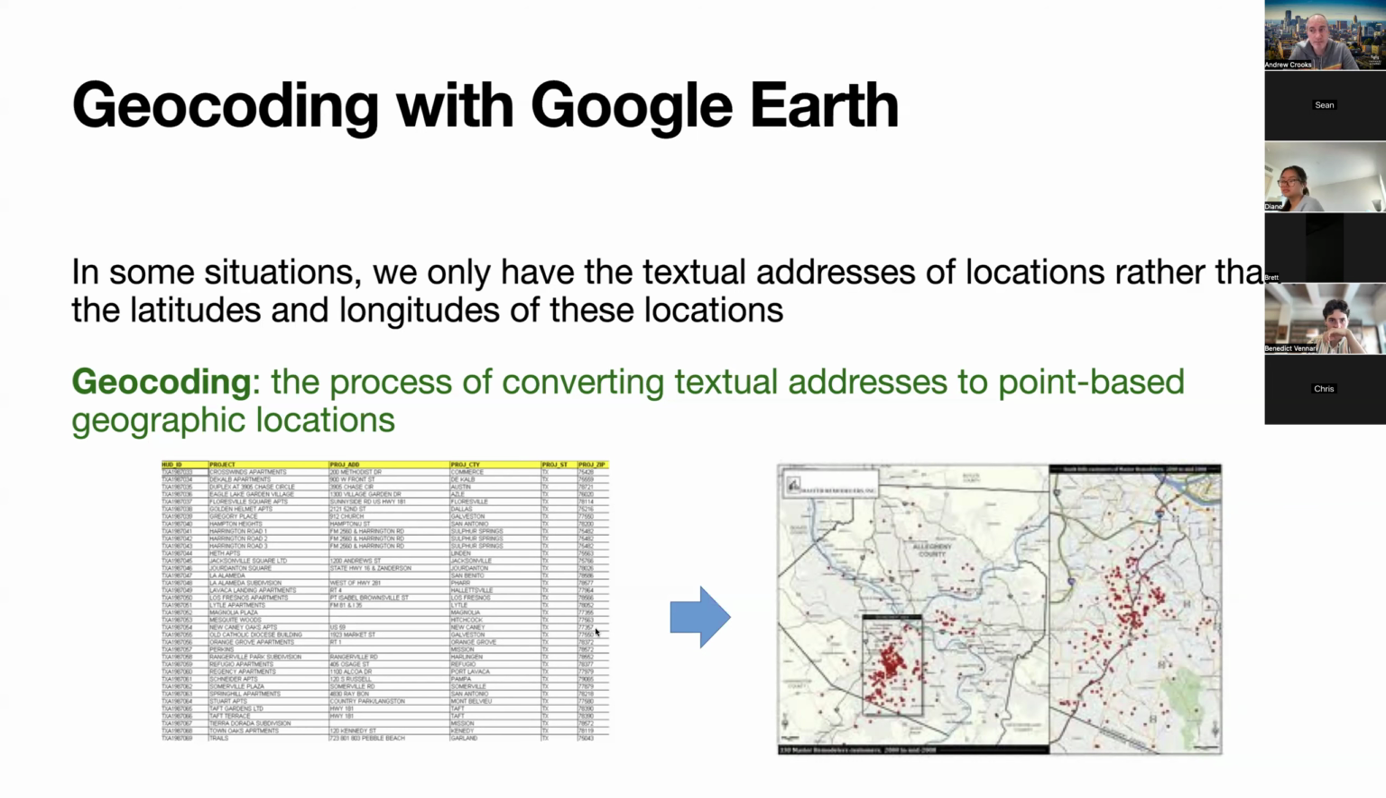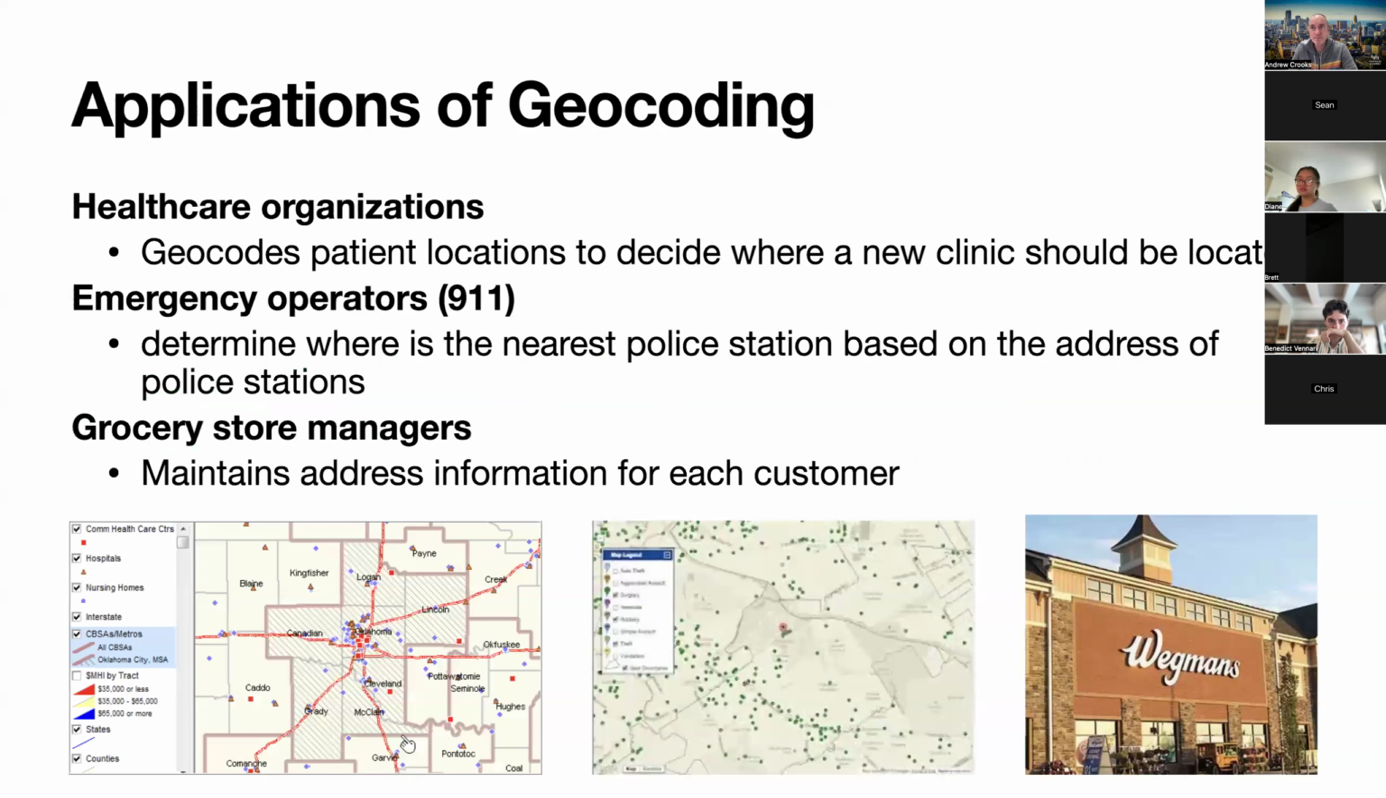So geocoding is the process of converting textual addresses or textual information to point-based information and then making a map from it, right? And Google Earth allows us to do that. And that's really what I want to talk about in today's class.